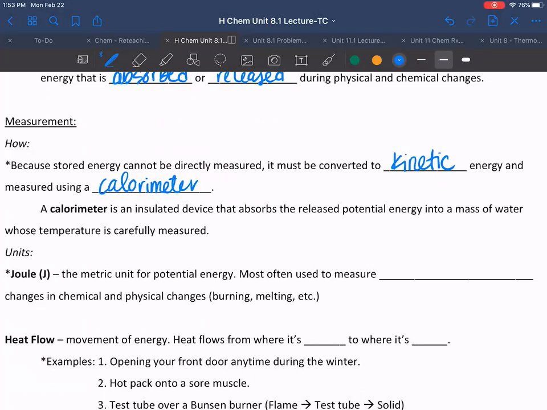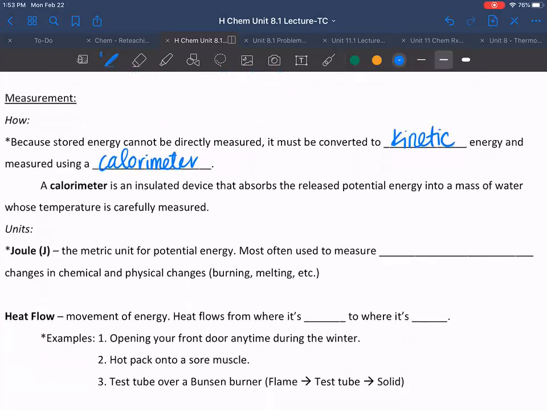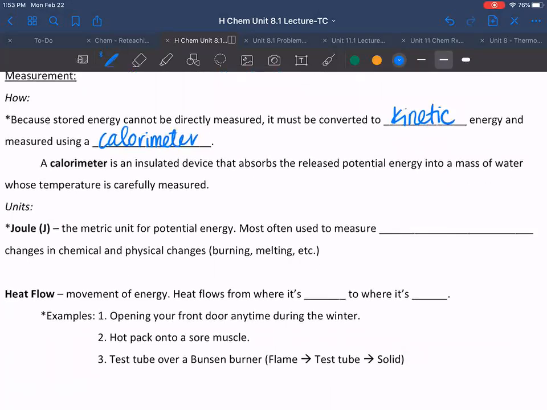And so how we measure this is how much the temperature changes, because remember, the temperature is a read of the average kinetic energy. And so joules, this is just our unit. And so they're most often used to measure potential energy. But it's the conversion of this, really. So if you burn something, you're converting that stored. If you melt something, you're converting that stored energy to kinetic.